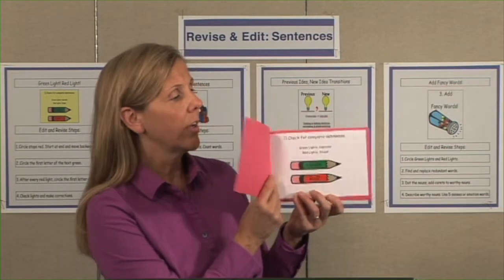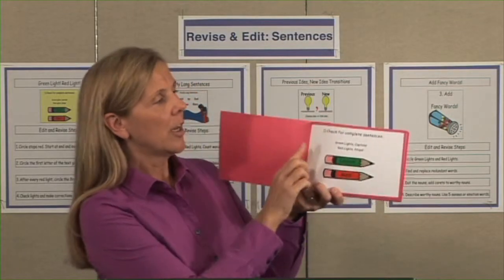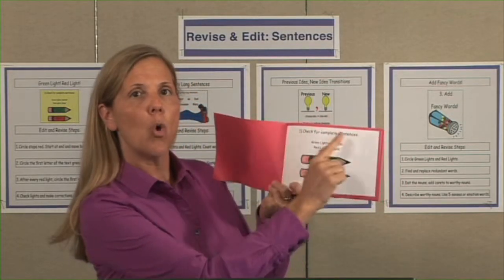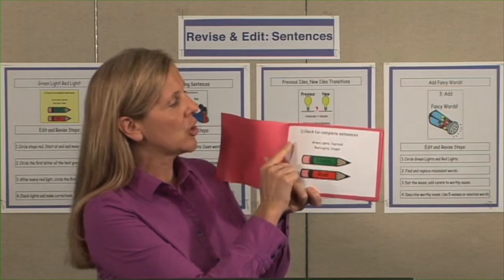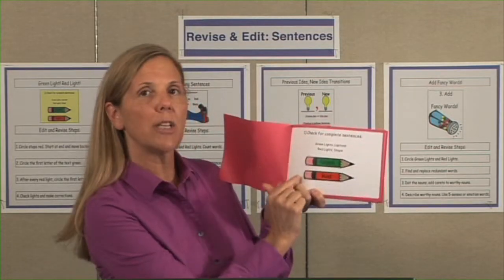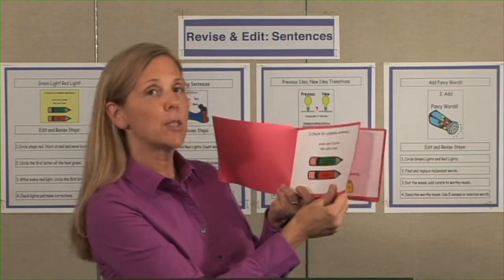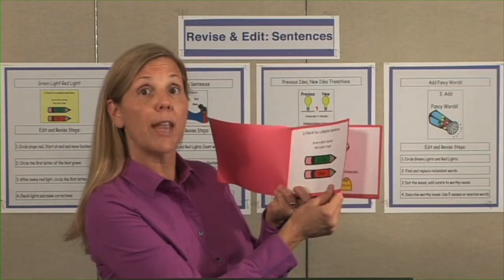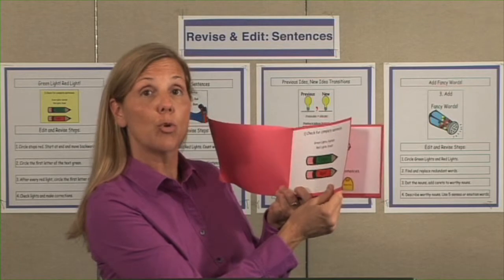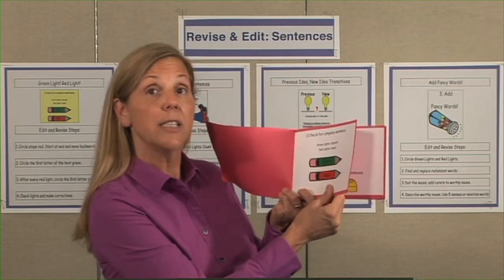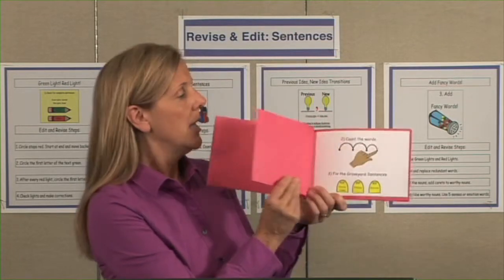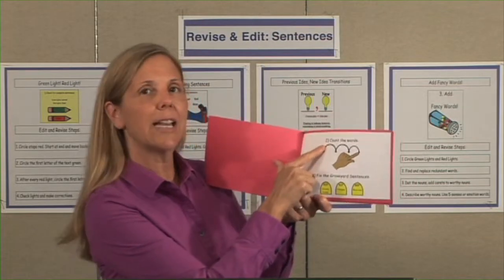So how does the book work? The first page has a number 1 on it, you always go to the first page. We're going to check for complete sentences using green light, red light, always. Then we turn to the next page. So when a student is at the sentence level, they would be flipping these pages to remind themselves what they need to do to edit and revise their sentences. Then we go to page 2. This is the second step.